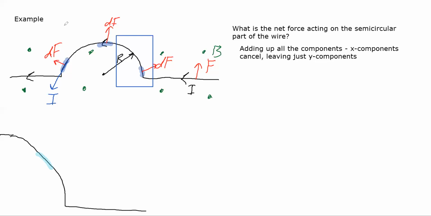In that segment, we have a current, and that current is going in this direction. I'm going to call this DL. Remember what we talked about: L goes in the direction of current, but it's also length. That length is a small segment of the wire, so I'm just going to call it DL, because it's a segment, not the whole length.